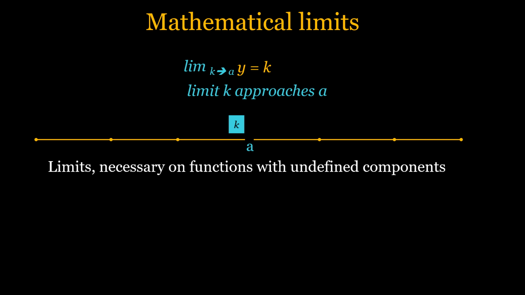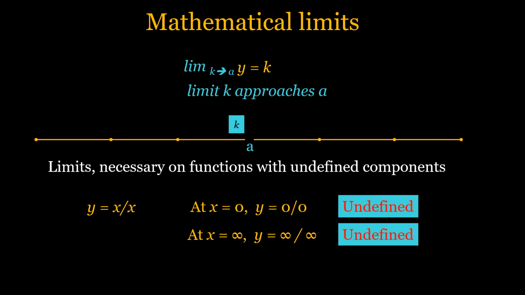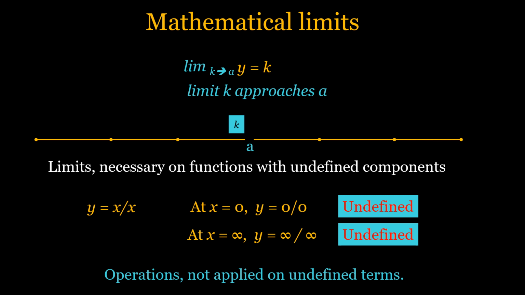For example, if there is a function y equals x over x, at x equals 0 and x equals infinity, y will be equal to 0 over 0 and infinity over infinity, the output will be undefined. Such a situation requires that limit must be applied. One may argue that the solution should be equal to 1, because anything divided by the same thing should be equal to 1, but that's not really correct in this case.